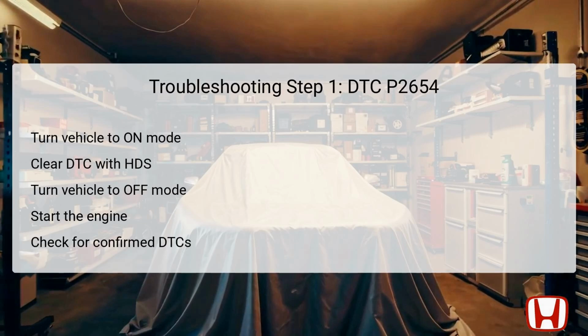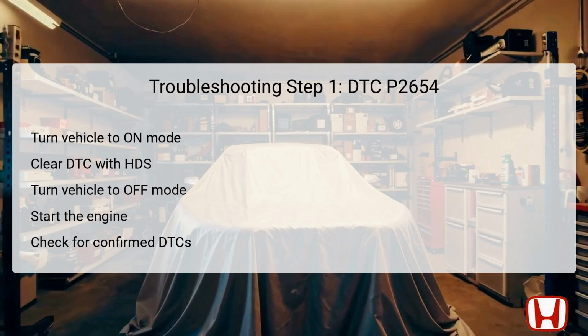For the first step in troubleshooting DTC P2654, you will begin by turning the ignition switch to the on position without starting the engine. This allows various systems to initialize and provides a platform to clear any stored DTCs using the Honda Diagnostics System, HDS. After clearing the DTC, switch the vehicle to the off mode and restart the engine. This process will help in determining if the DTC reoccurs.